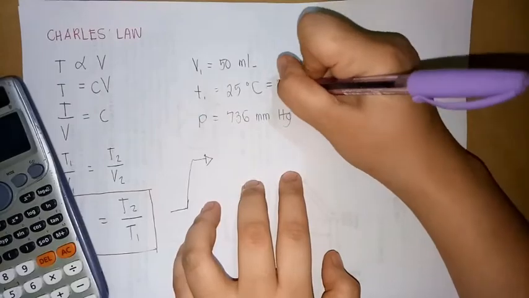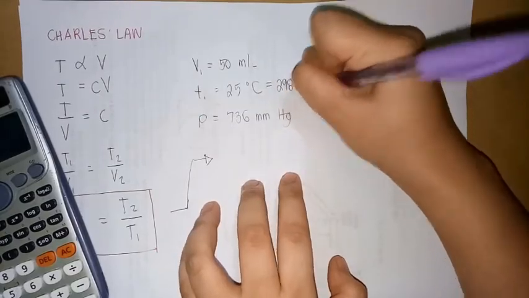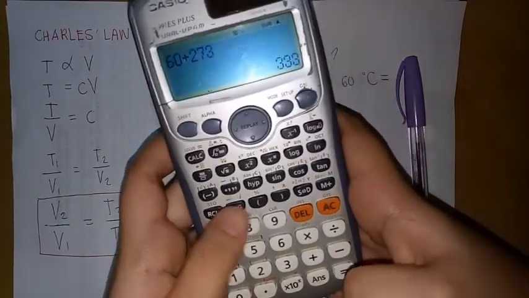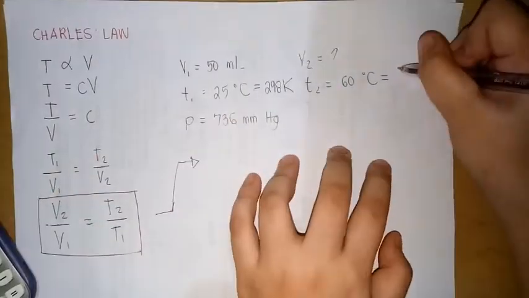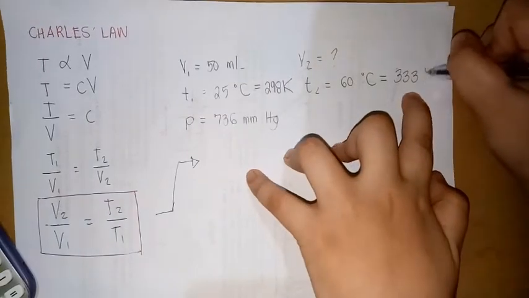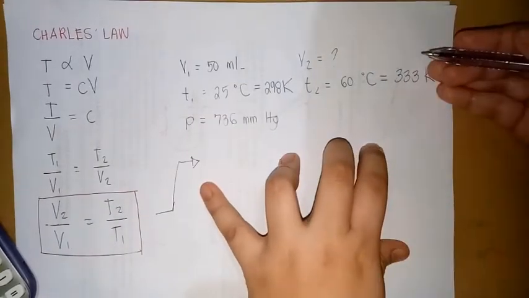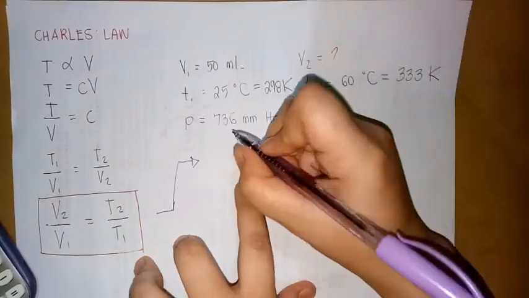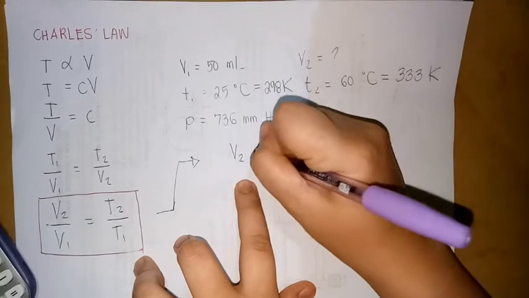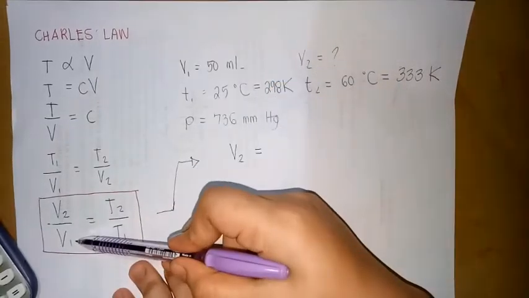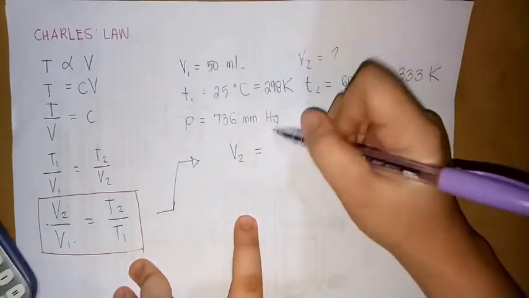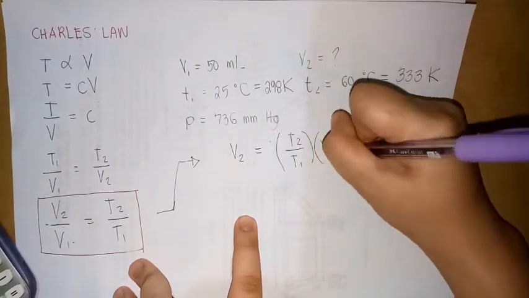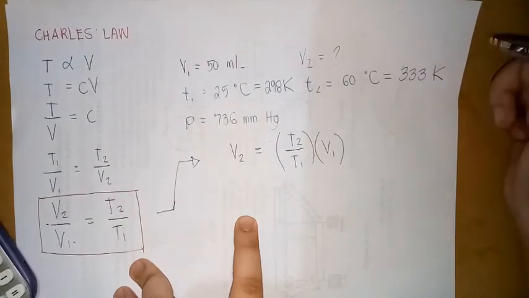So, 25 degrees Celsius is equivalent to 298 Kelvin, while 60 degrees Celsius plus 273 is 333 Kelvin. Dapat wag niyong kalimutan na naka-absolute yung temperature. Kapag hindi absolute, mali ang sagot. So, V2, para masolve natin si V2, by cross multiplication, itataas lang natin tong V1 dito. So, magiging formula natin is T2 over T1 times V1 or T2 V1 over T1.